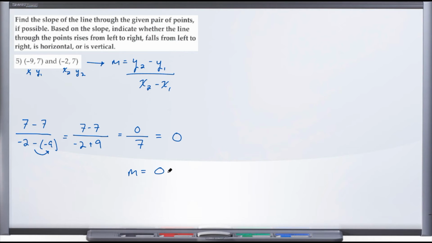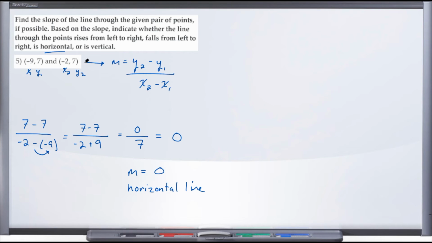And again, reviewing from question number 3, we know that anytime you have a line with a 0 slope, right away you know that it is a horizontal line. And so we can safely say that this is a horizontal line.